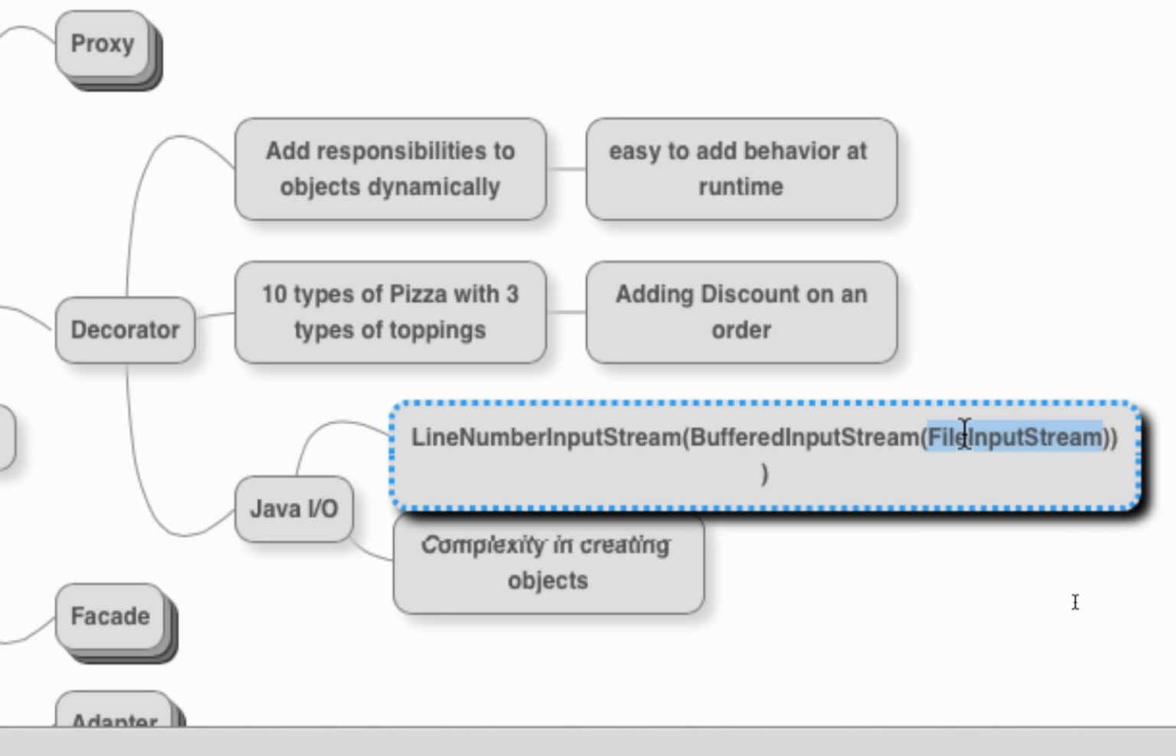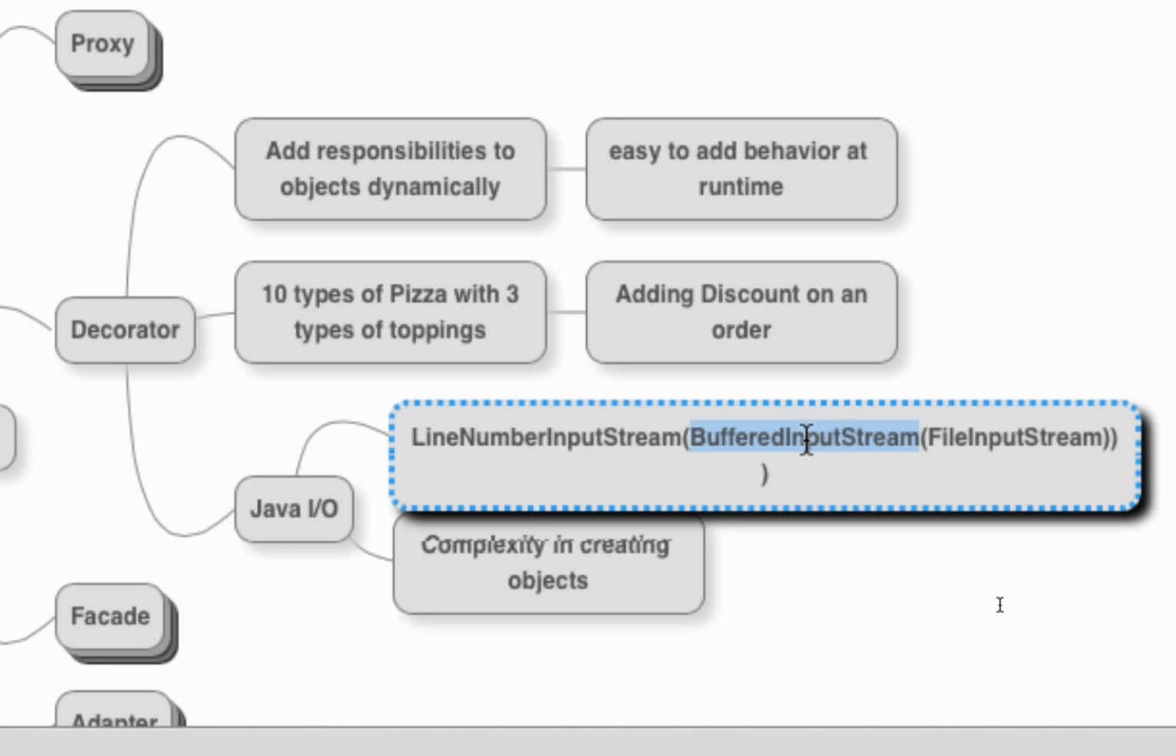So this is to read a file entirely. This is to read a file in a buffered way. This buffered input stream can talk to any of the input streams. It doesn't have to be a file input stream. The buffered input stream adds the capability of reading everything in a buffered way. And the line number input stream is on top of the buffered input stream.